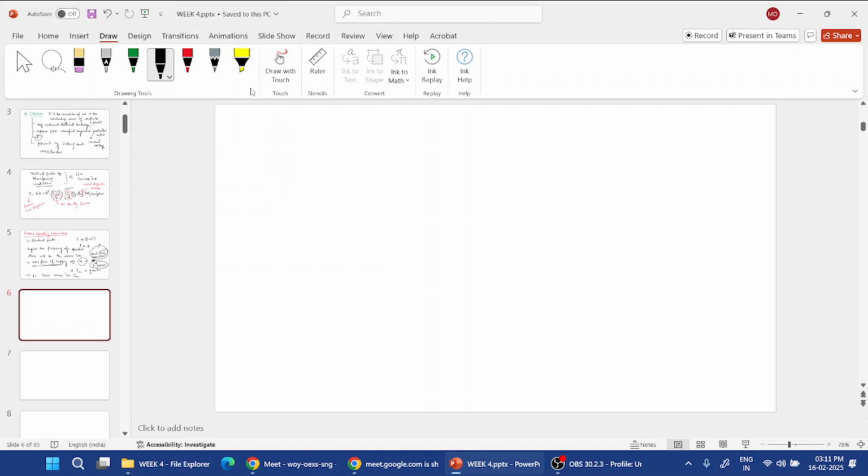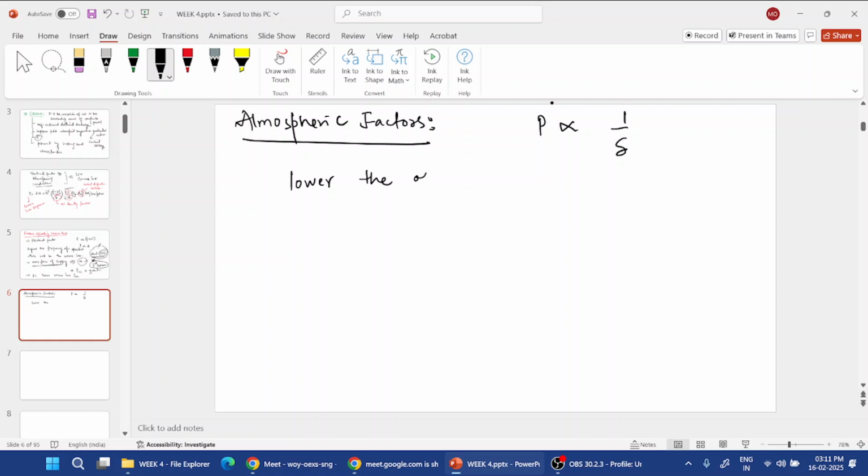And it also depends upon the atmospheric pressure, atmospheric conditions, or we would say atmospheric factors. Basically, we know that it is directly proportional to 1 by delta, so the lower the value of delta, the higher is the corona loss.